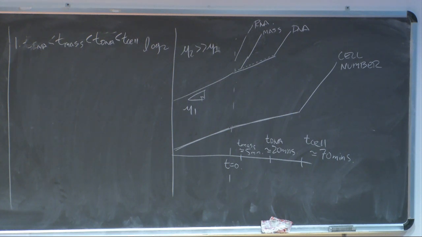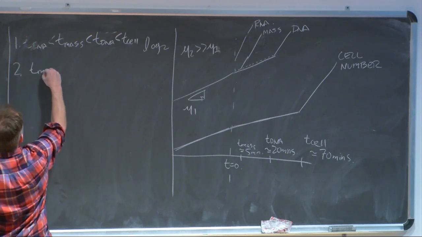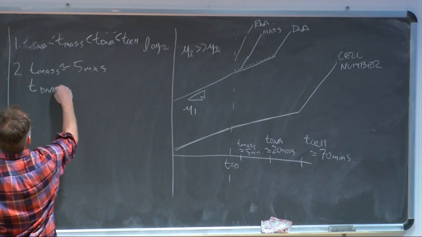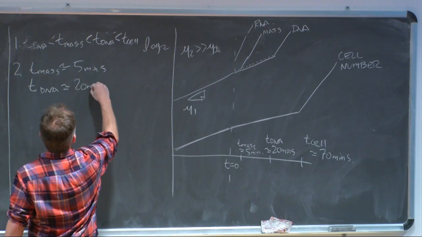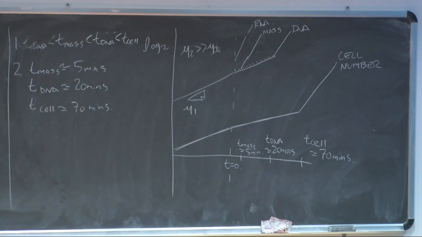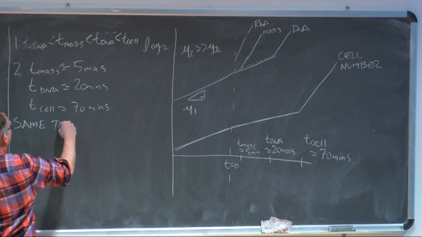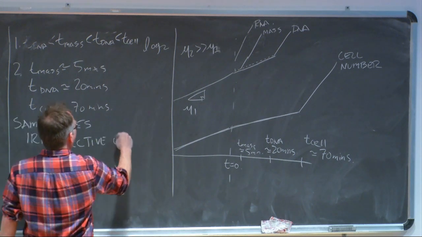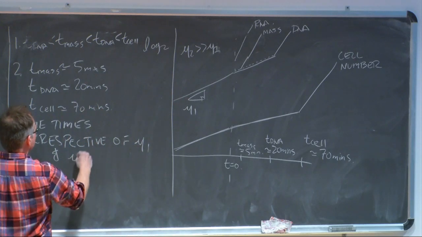And then there's also the timing. So the timing is that T mass is about 5 minutes. T DNA is about 20 minutes. And T cell is about 70 minutes. All right, and what they found was that it didn't matter what you started with and what you finished with, those times were always the same, irrespective of where you started, mu1, and where you finished, mu2.